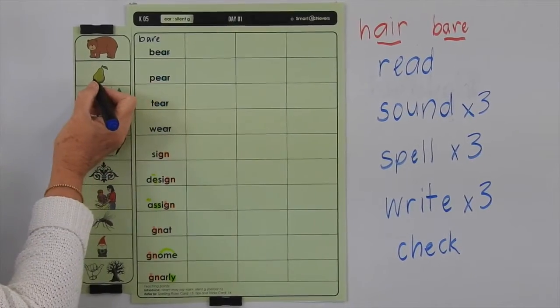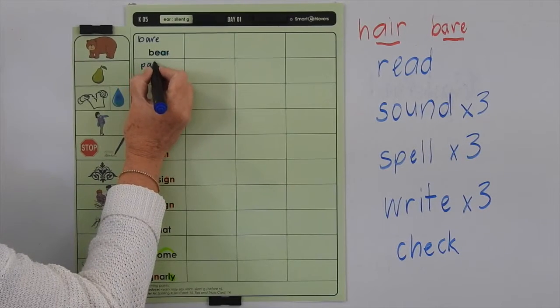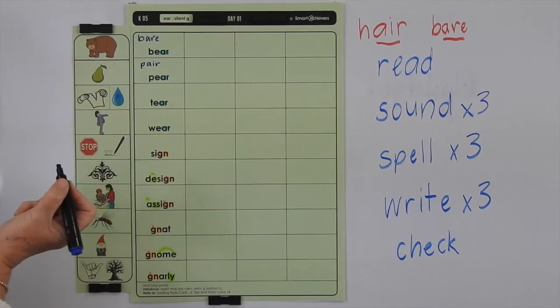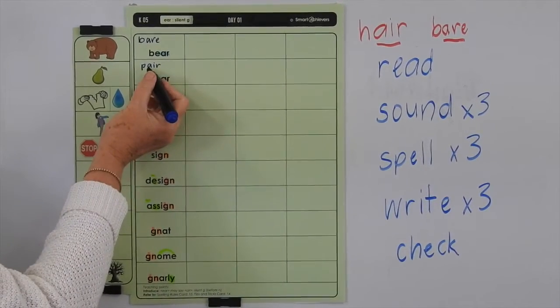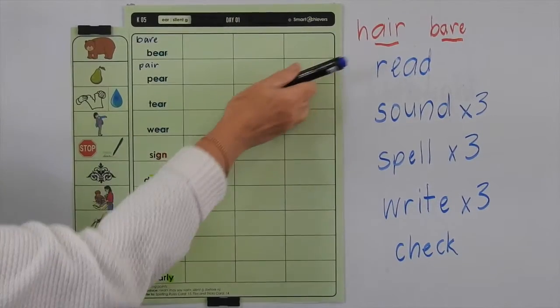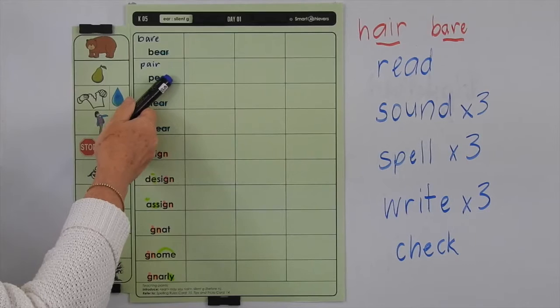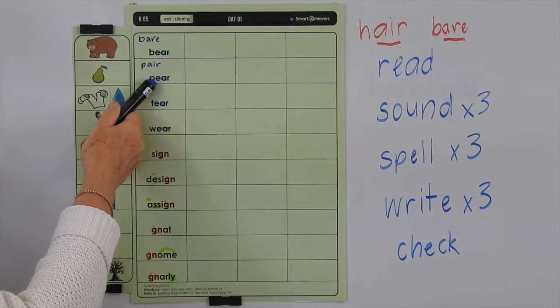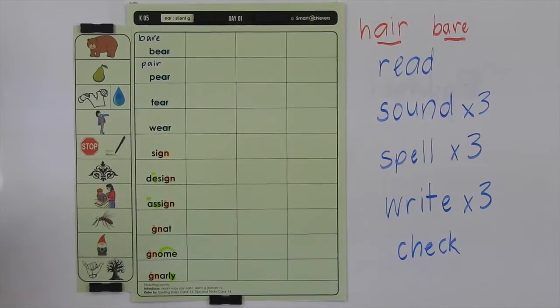Now this pear is a fruit that you can eat. The other pair is when you have 2 of something. So you might have a pair of shoes, a pair of glasses, etc. They're spelt differently. This pear is using the A-I-R for the air sound. This one, we know when we're reading it that this is the one you eat. So it's easy to tell what their meaning is because they're spelt differently.